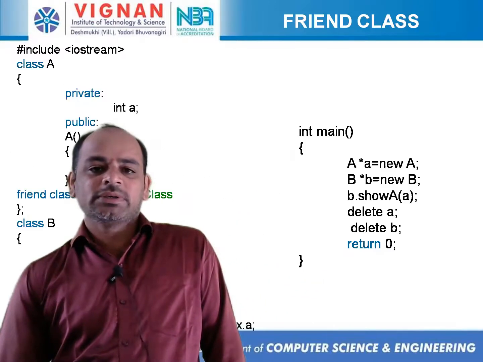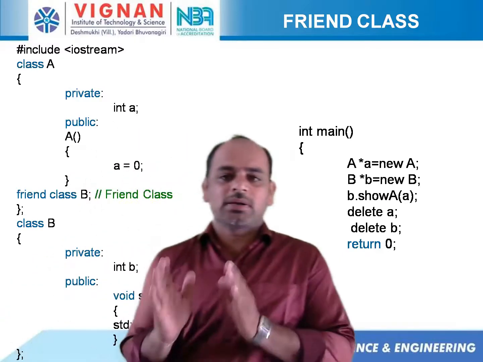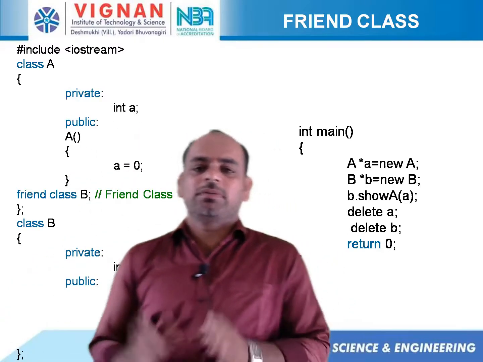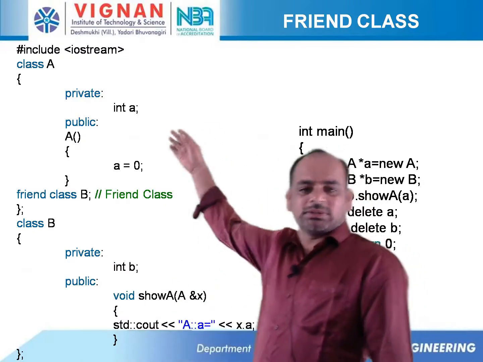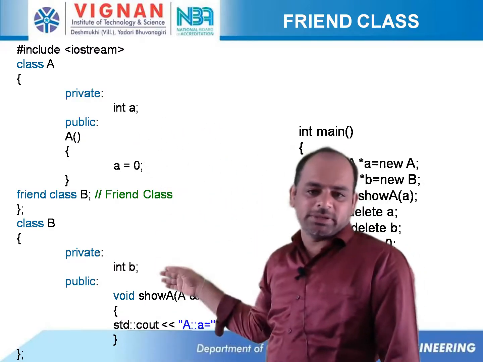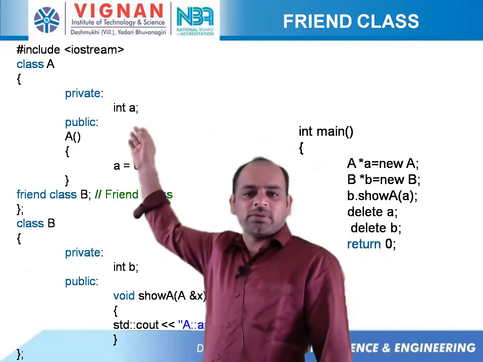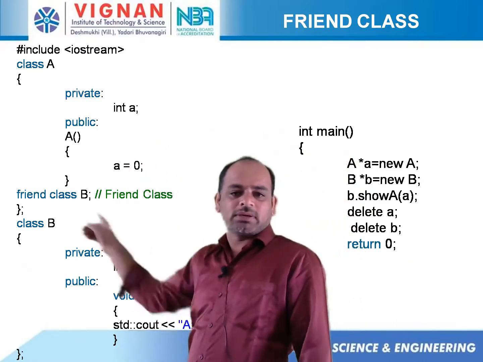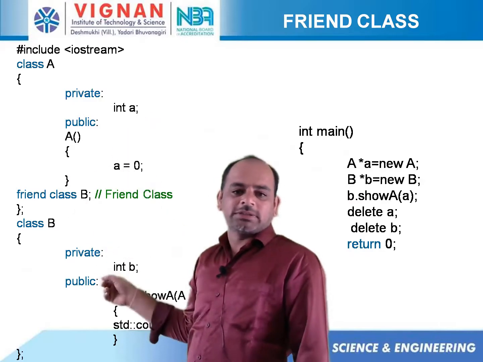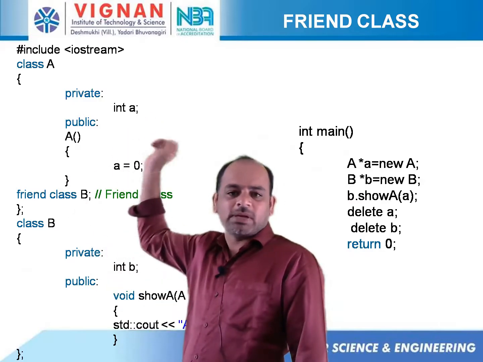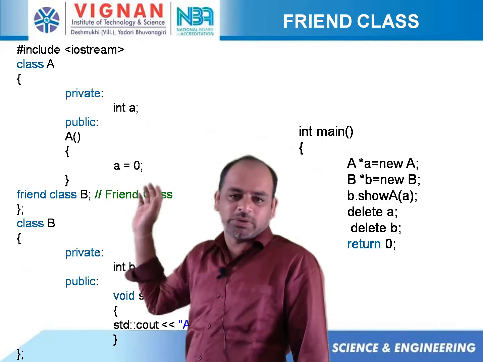Next, let us see how to make a class friend to another class. Here we have two classes, class A and class B, right? In which I am making class B a friend to class A, so that class B can access the private member of class A. That is the concept of this code, right?